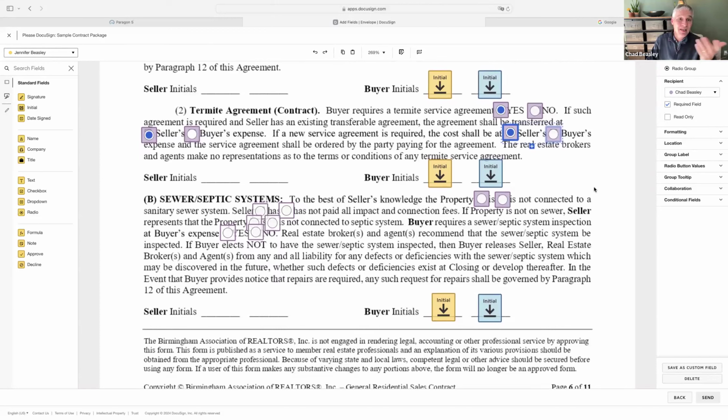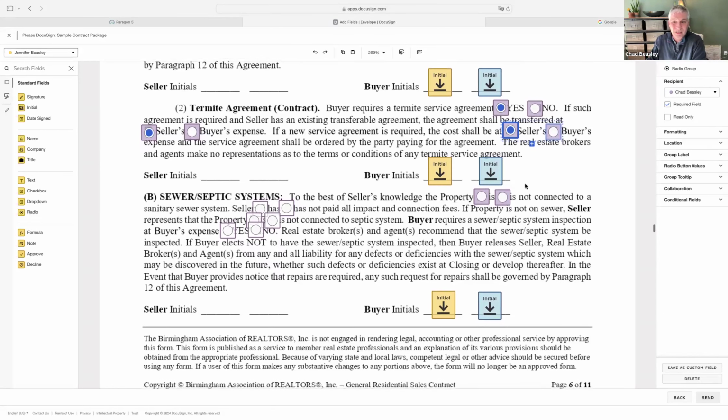That's typical. Again, if you're in a competing situation and you want to just kind of make everything really sweet for the seller, you could say that the buyer is going to pay for that. That's just what's customary.